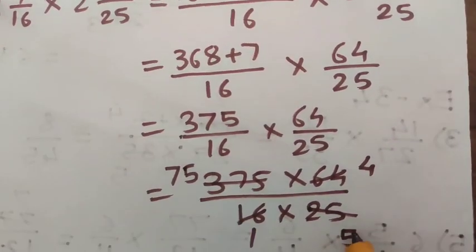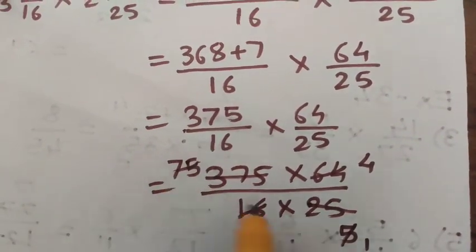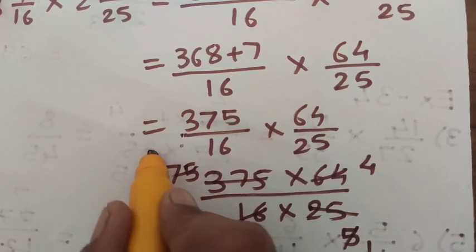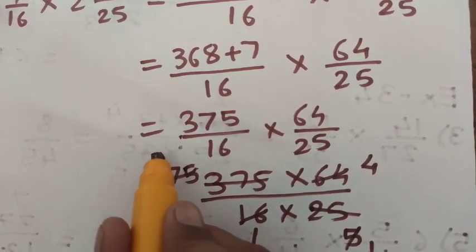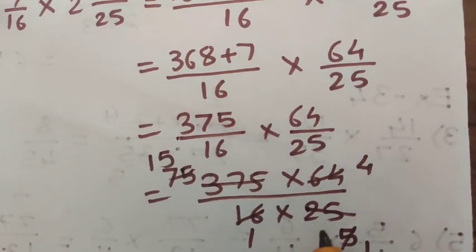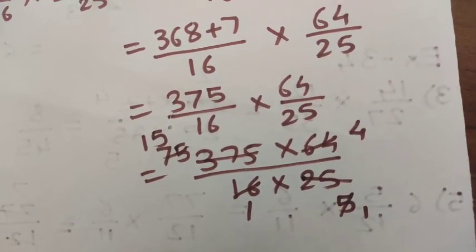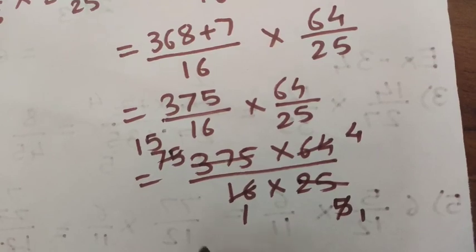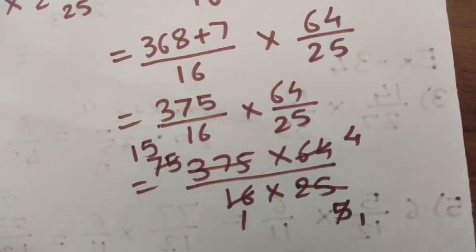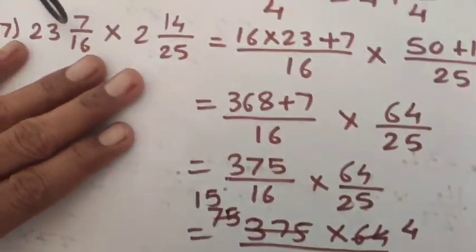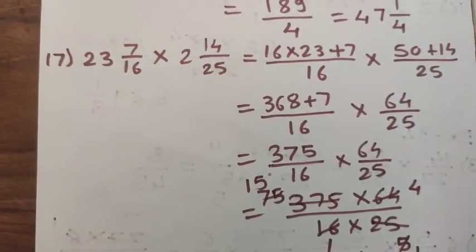Again we can divide with 5 here. 5 1s are 5. 75 को वापस 5 से डिवाइड करो. 5 1s are 5. Then 2 remainder, 5 5s are 25. Okay. 15 multiplied by 4, that is 60. 60 upon 1, लिखा या नहीं लिखा तो भी चलेगा. 60 upon 1 is equal to 60 only. So your answer is 60 here.